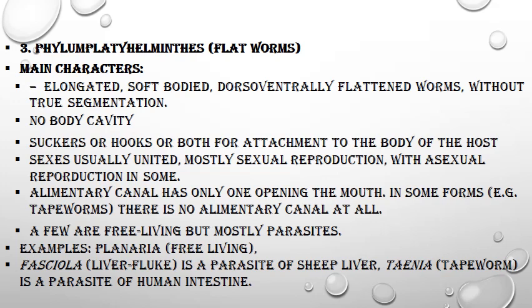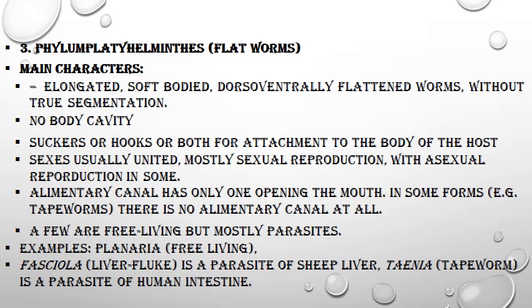Next one is phylum Platyhelminthes. These are also called flatworms. Main characters: elongated, soft bodies, dorsiventrally flattened worms without true segmentation, no body cavity, suckers or hooks or both for attachment to the body of the host.